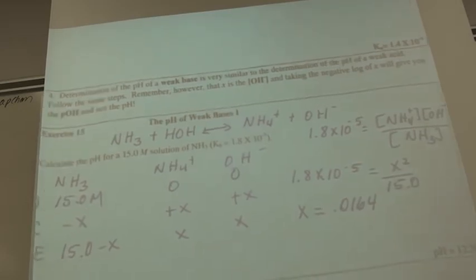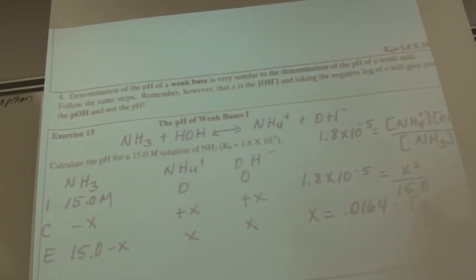0.0164 is what I got. That is equal to the hydroxide ion concentration. So the pOH is equal to the negative log of that. The pOH is equal to 1.79. How do you know that the Kb is 1.8 times 10 to the negative fifth? It's given right there. So the pH is equal to 14 minus 1.79, which is equal to that.